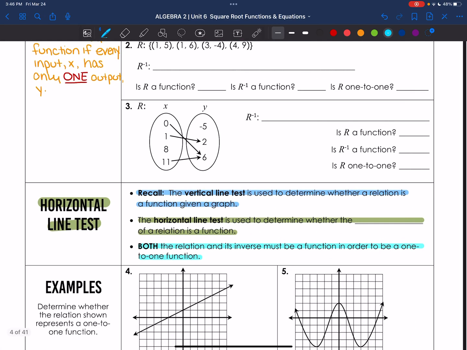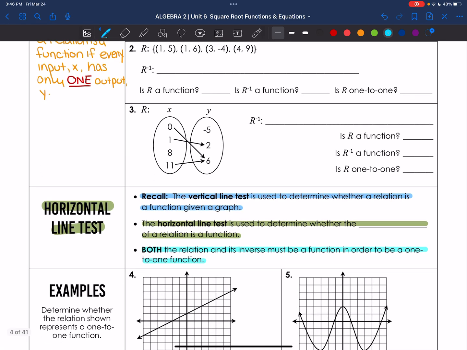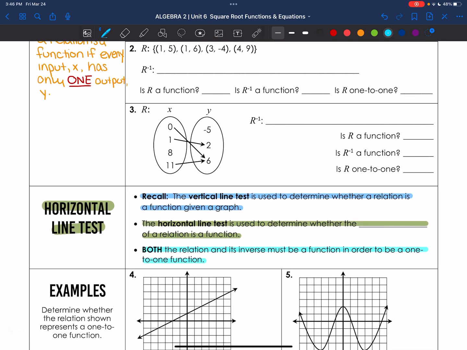Let's look at example number 2. We first want to begin by writing the inverse. That would mean that we need to take our x's and our y's and switch them. So we would have 5, 1, 6, 1, -4, 3, and 9, 4. That is the set.